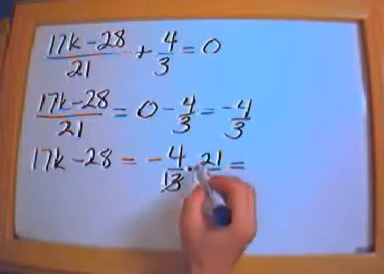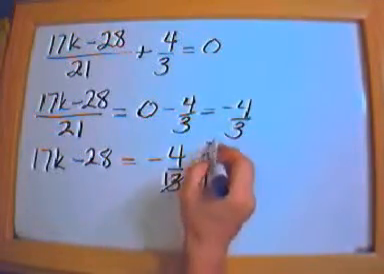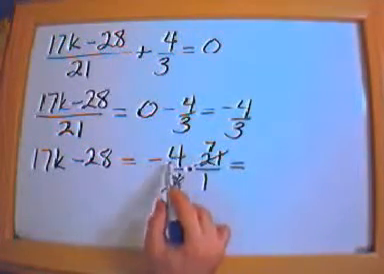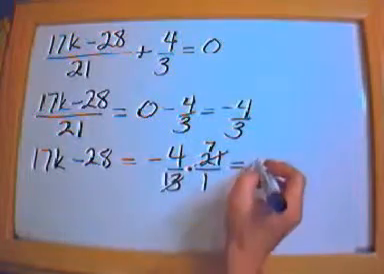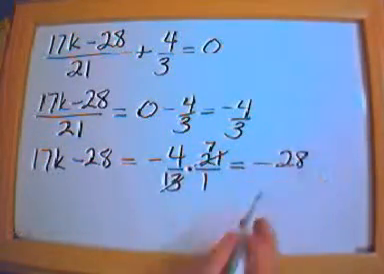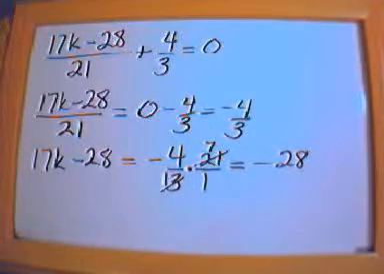3 divided by 3 is 1. 21 divided by 3 is 7. So really I've reduced this fraction to 4 over 1 times 7 over 1. So I'm going to be left with negative, because I've got a negative out here, 7 times 4, 28 on the right-hand side. Now looky here. I've got a 28 here and a 28 here.